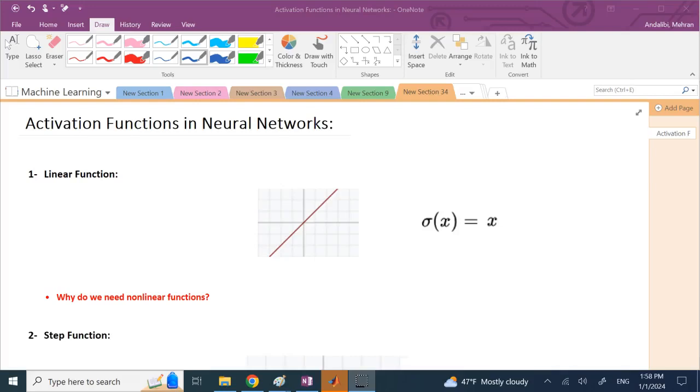Hello everyone. In this video we're going to talk about activation functions in neural networks. So if you remember from my videos on neural networks and the structure of them and layers and so on, we learned that at the end of each layer we pass the output, which is something like W times A of the previous layer plus B, right?